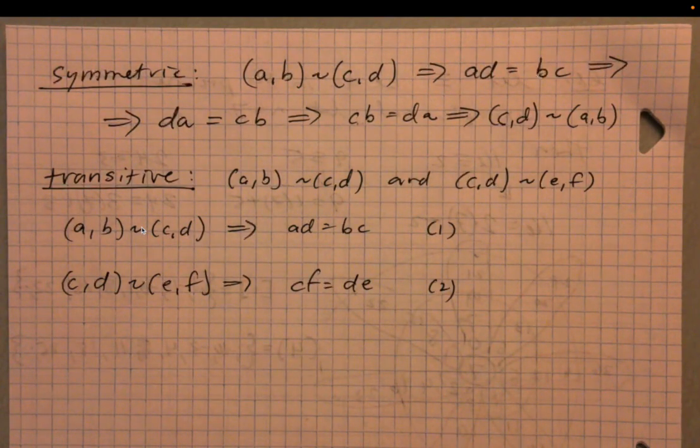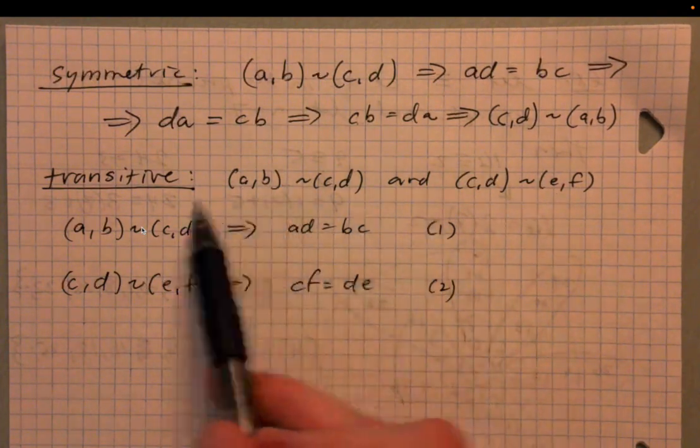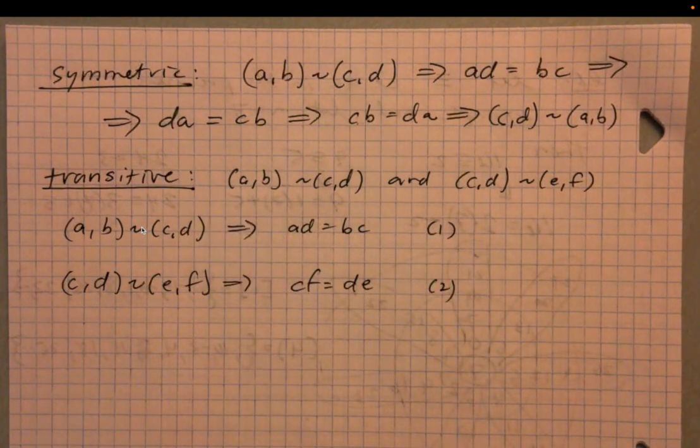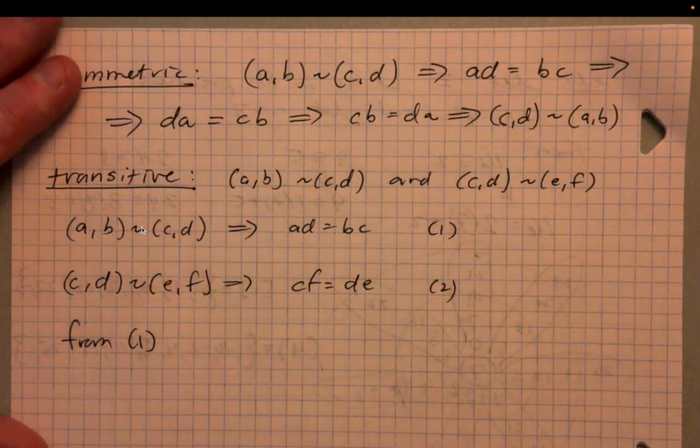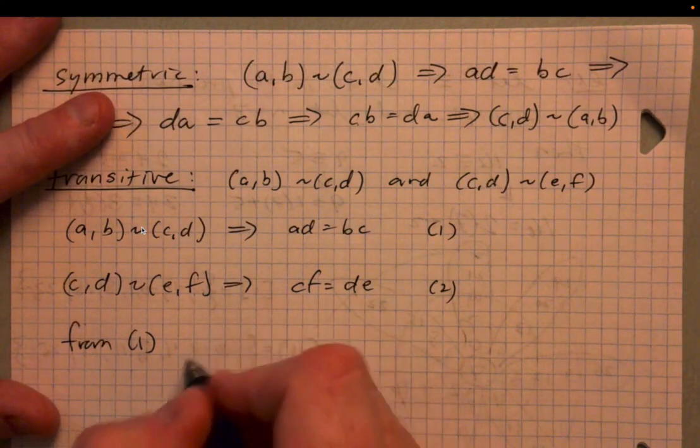Okay, now what we're going to do is show that this implies AB equals EF, or is equivalent to EF. We're going to show that AB is equivalent to EF through this operation, through this transitive, and hence the relation is transitive. Okay, so from 1, here's how we'll do it. It's pretty straightforward, but you have to think a little outside the box at first.